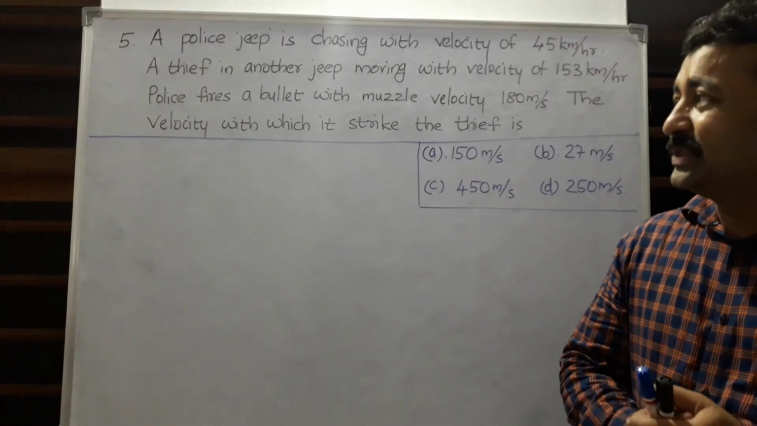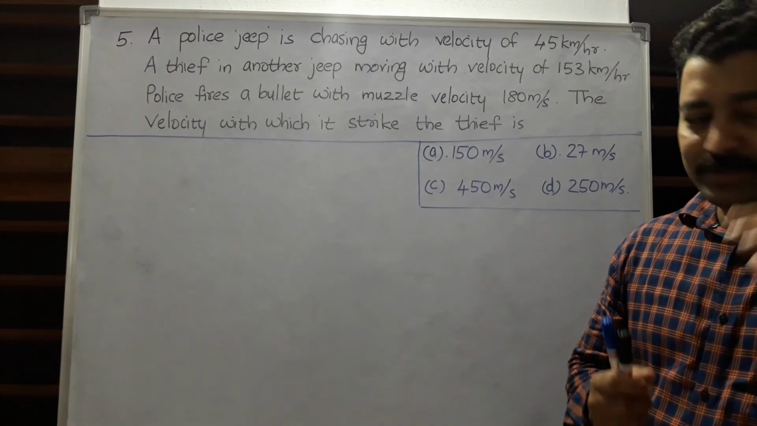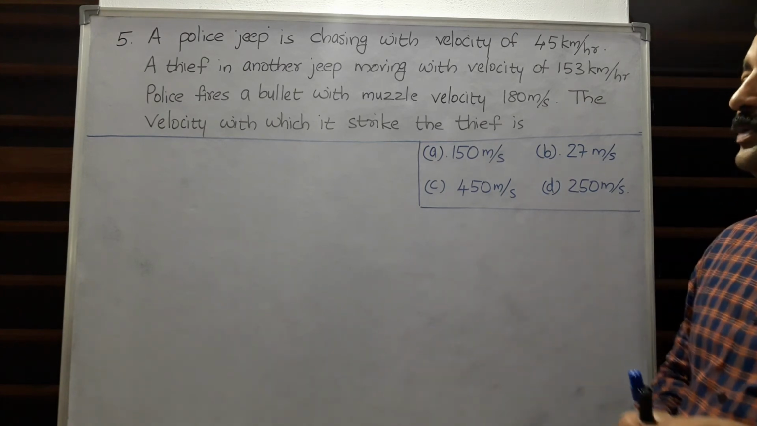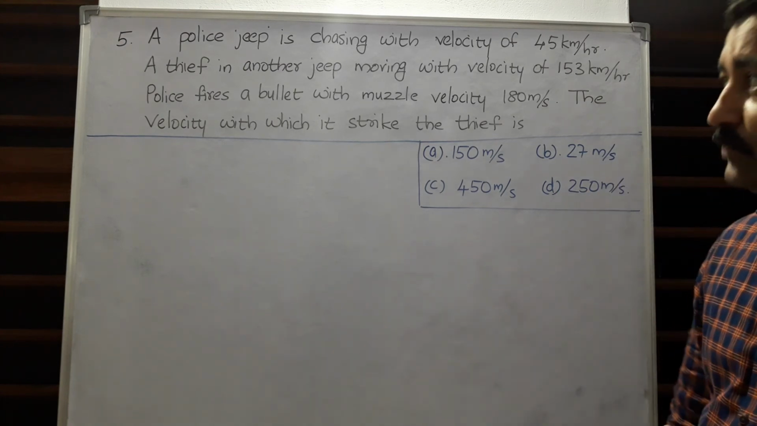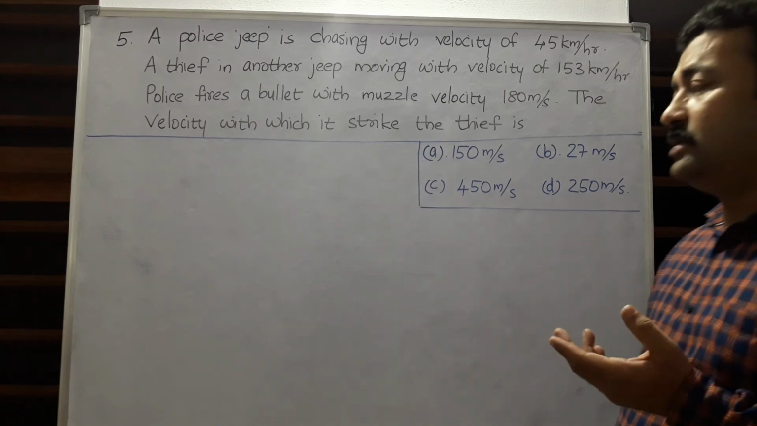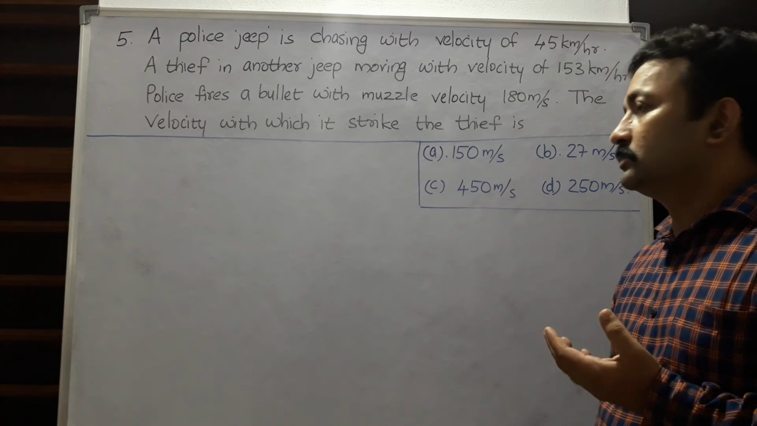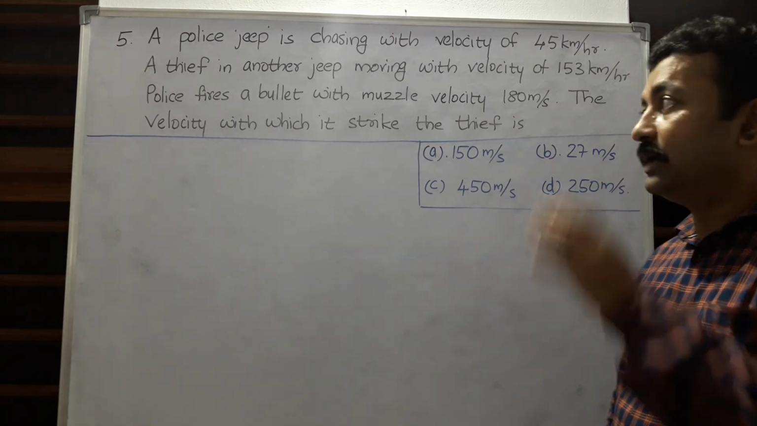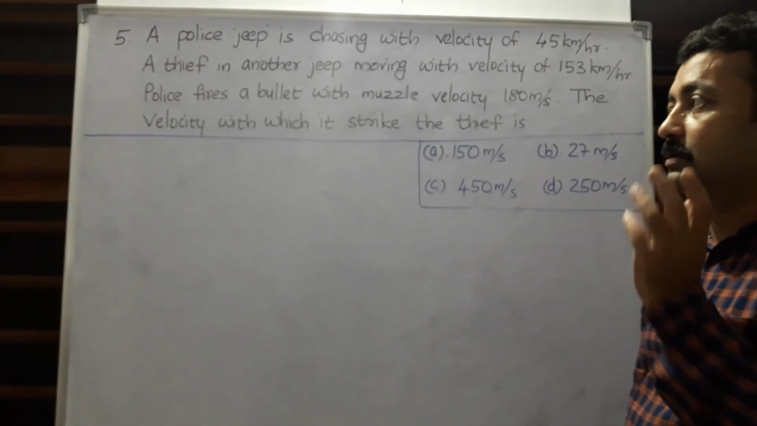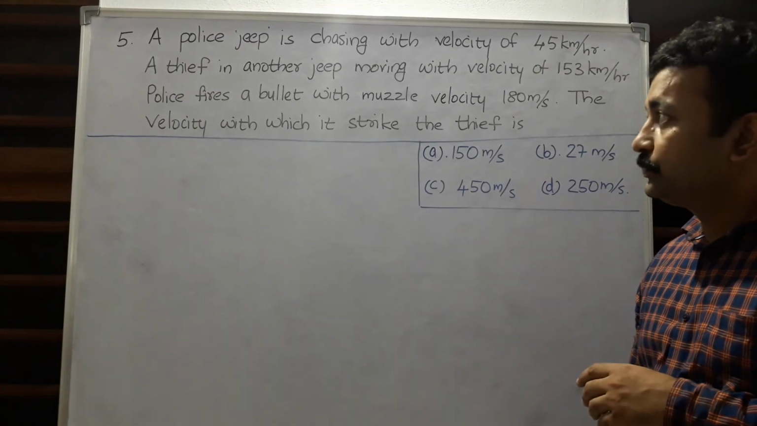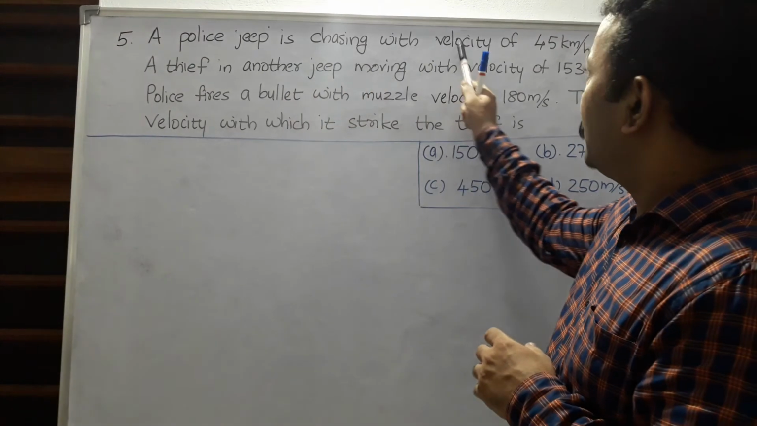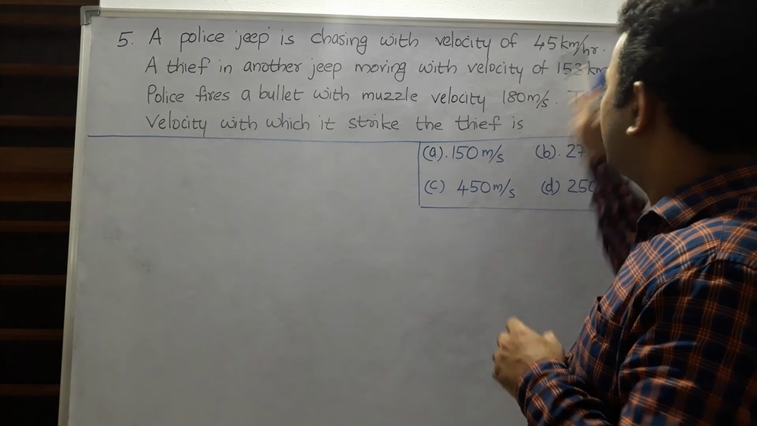Here we are with a problem which will clearly make us understand the difference between effective velocity and relative velocity. Effective velocity and relative velocity. So just keep that in your mind. We are going to see what is the difference between effective velocity and relative velocity. The problem is, a police jeep is chasing with velocity of 45 km per hour.